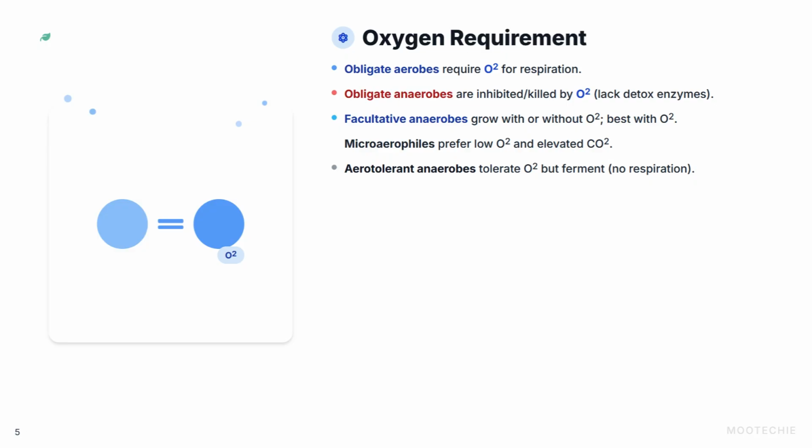Environments like the stomach lining or certain soil layers provide these conditions. Aerotolerant anaerobes can tolerate oxygen but don't use it for respiration. They rely solely on fermentation for energy. Understanding these categories helps us culture bacteria correctly in the lab and understand where they live in nature.